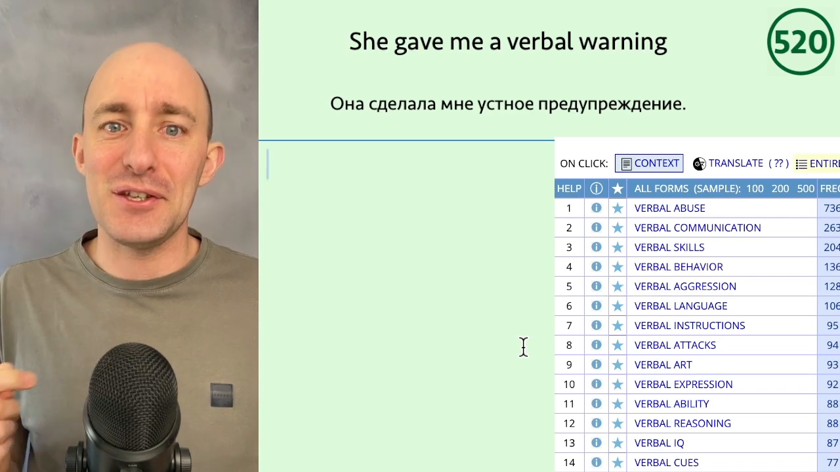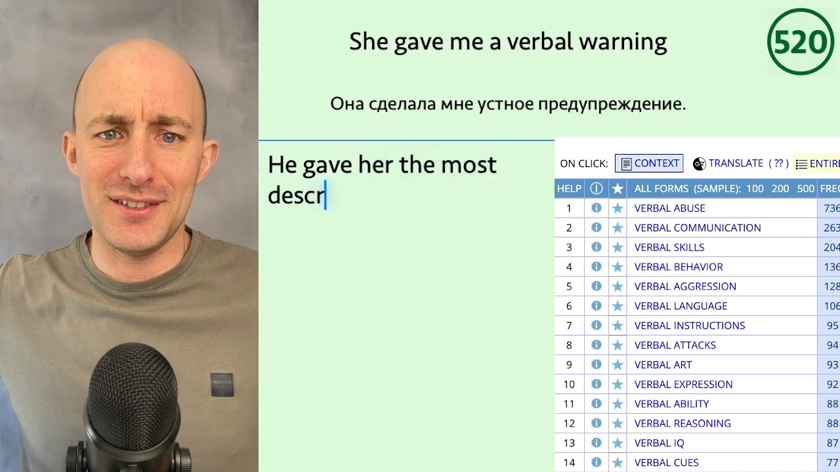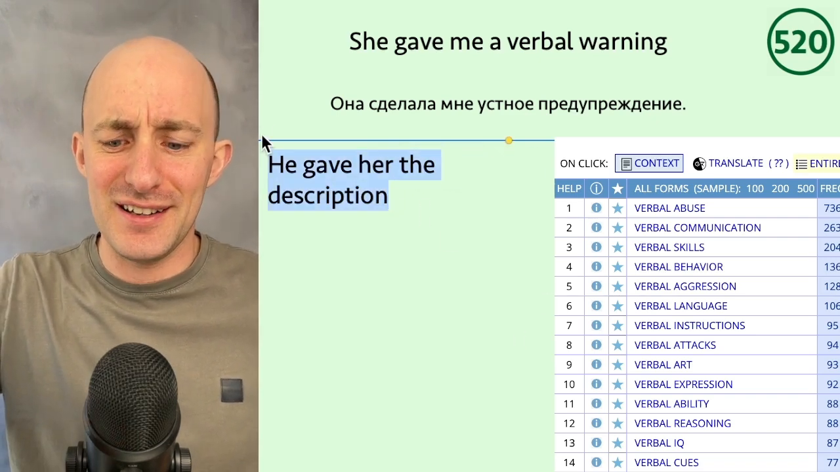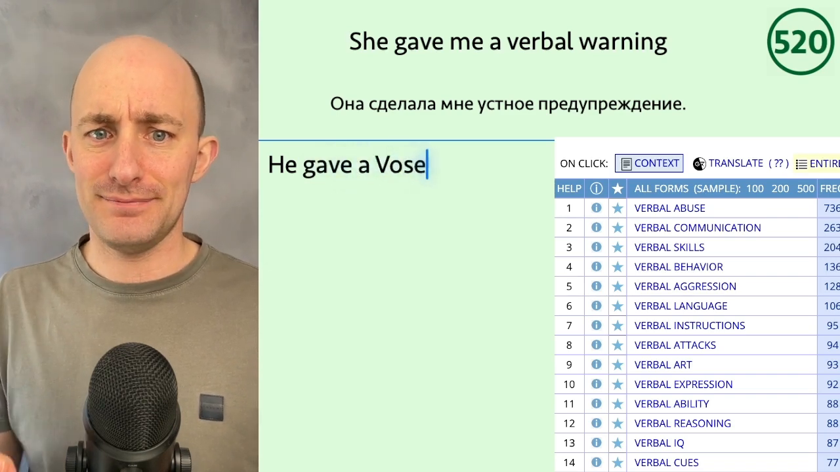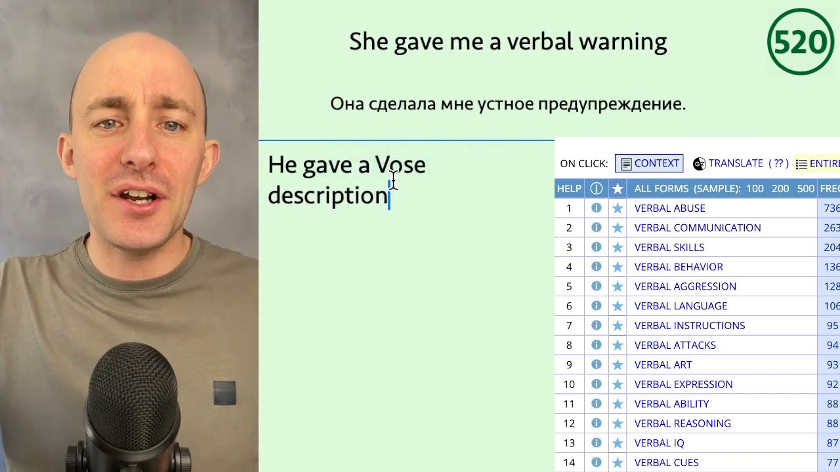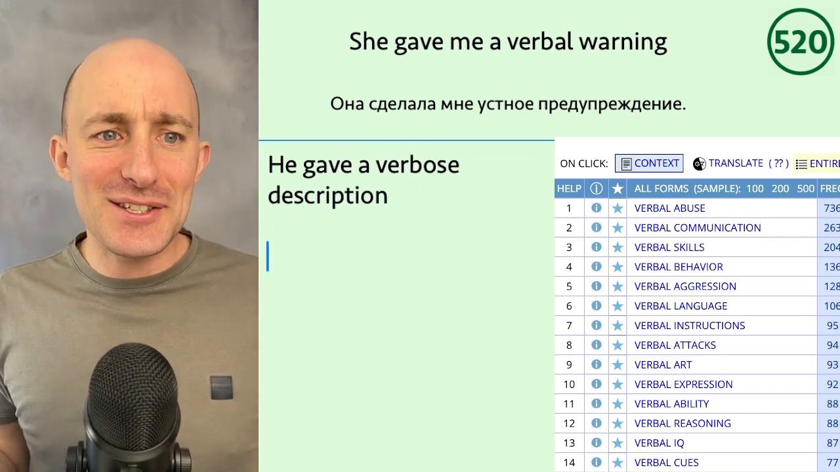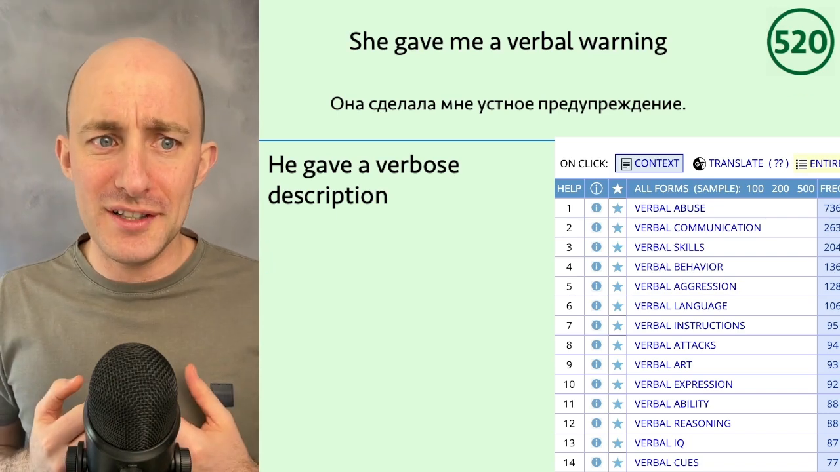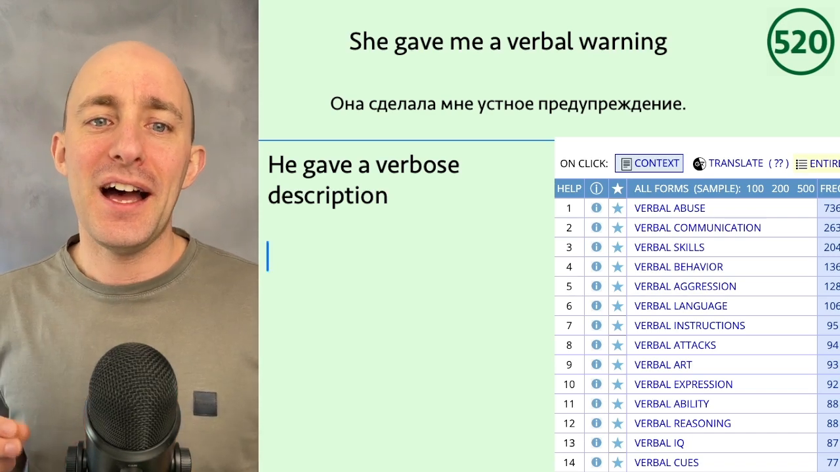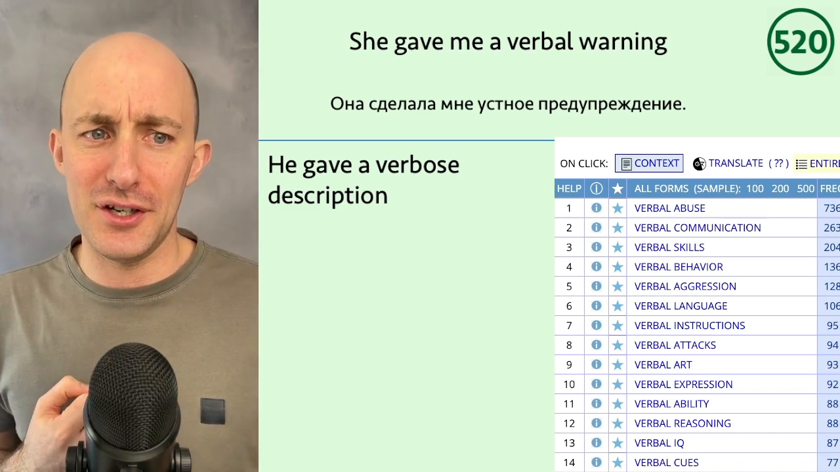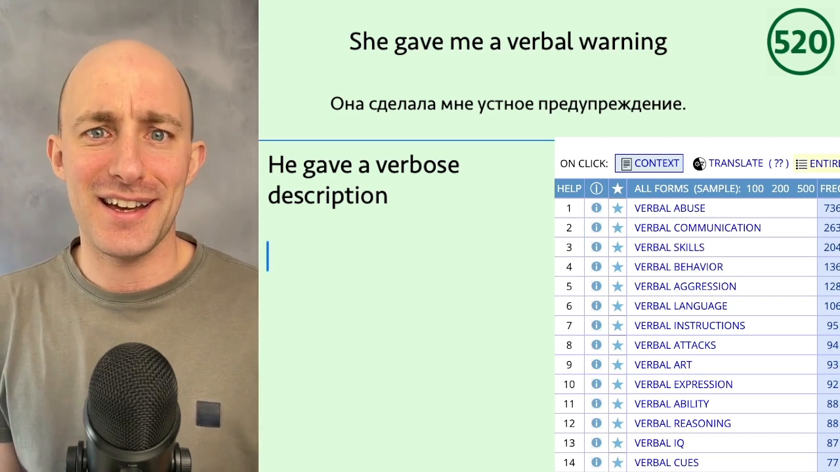So verbal, using your mouth. There's also a phrase, He gave a verbose description. What? No. He gave a verbose description. So the word I'm looking for is this. Verbose. Verbose. But as you can see with obscure words we don't use very often, voice typing doesn't work very well. Verbose means a lot of words, more words than necessary. Verbose.